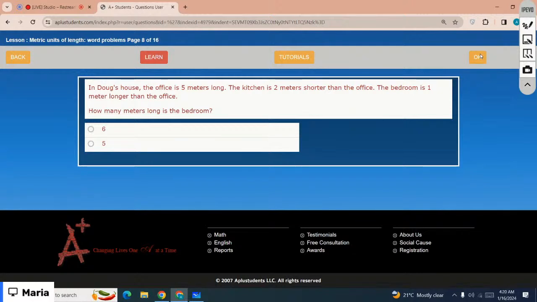How many meters long is the bedroom? The bedroom is 6 meters long. The correct option is 6. Got it?